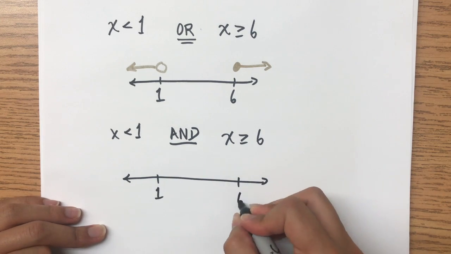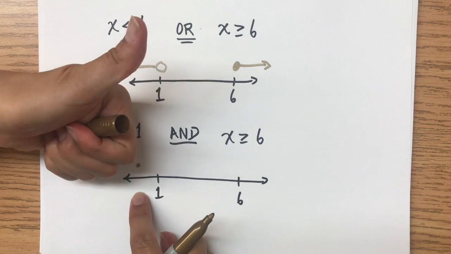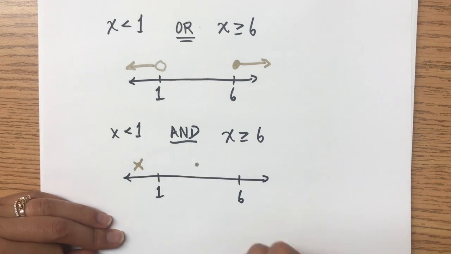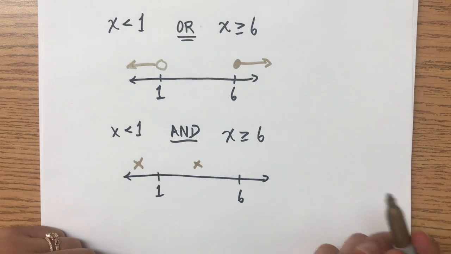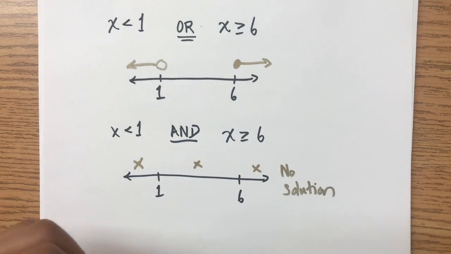Now, if I replace that word or with the word and, I'm going to check this region. Okay, so that region there works out for x is less than 1, but it's not greater than or equal to 6, so it doesn't work. The middle region, of course, doesn't satisfy either, and the right-hand region may satisfy x is greater than or equal to 6, but it does not satisfy x is less than 1. Therefore, there is no solution here.